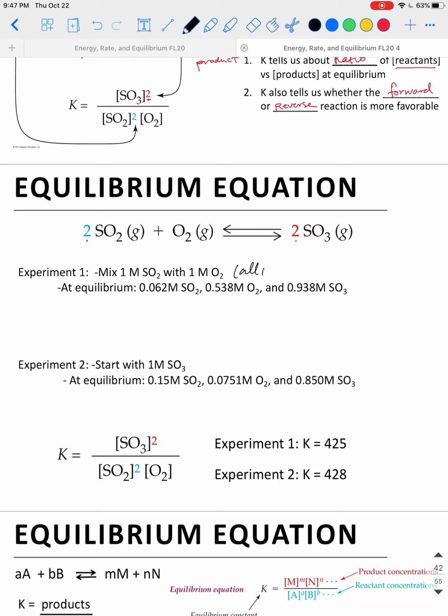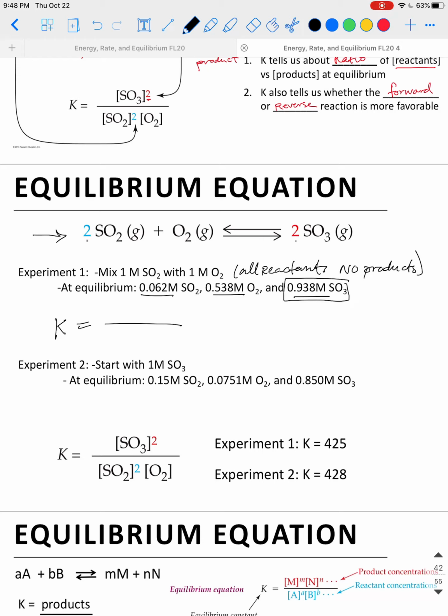So we said if we're starting with experiment 1, we're starting with all reactants and no products. If we're approaching it from this direction, all reactants, no products, at equilibrium, here are the concentrations for everything that we have. If we were to write K, an equilibrium constant expression for this reaction, we would simply plug in those concentrations in their appropriate spots.